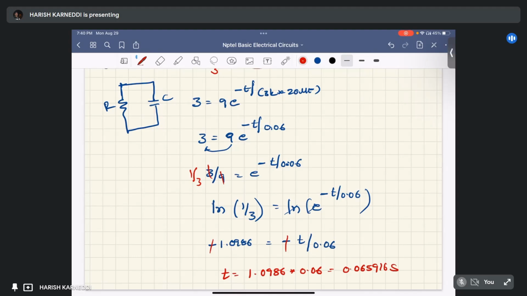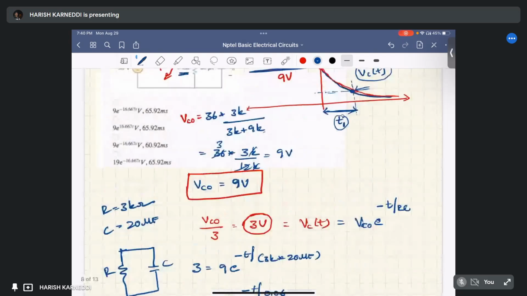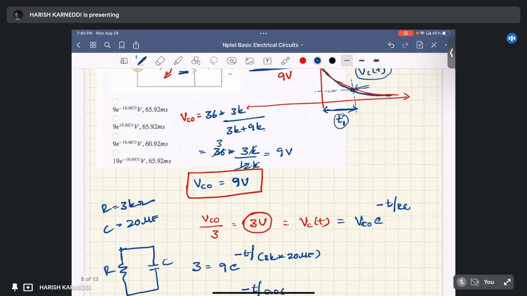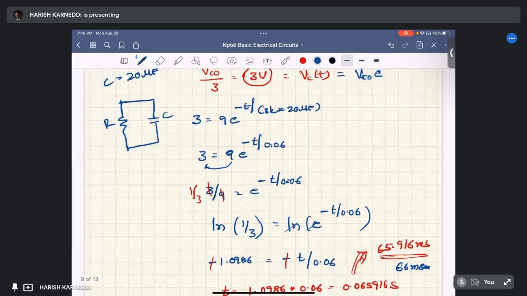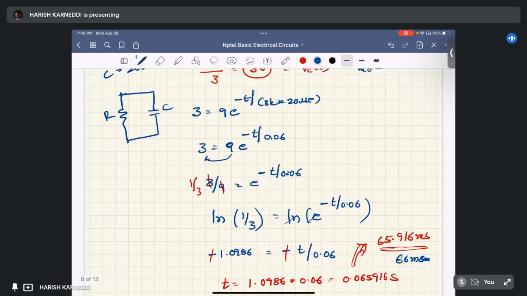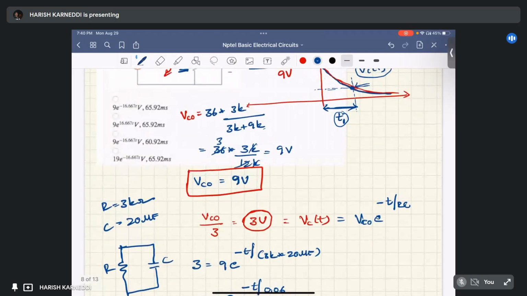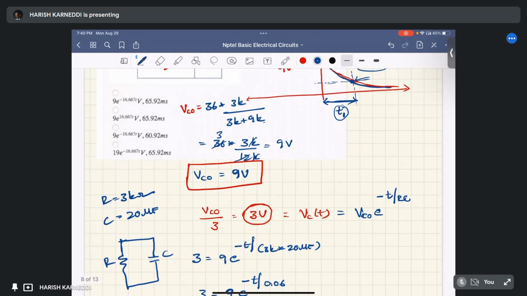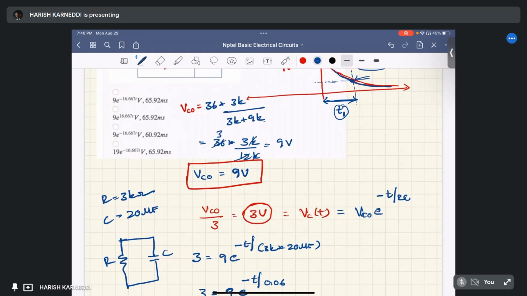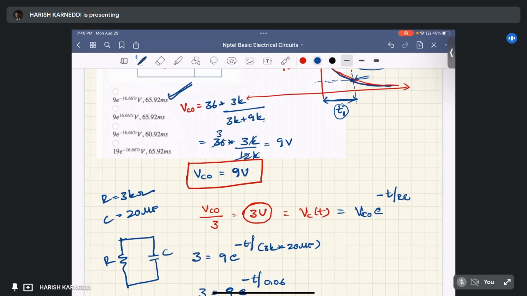We can write it in terms of milliseconds, which is 65.916 millisecond. This is approximately 66 milliseconds. It is 65.91 millisecond, and 65.92 is okay. We have to find this as 65.92 millisecond. The option is A.